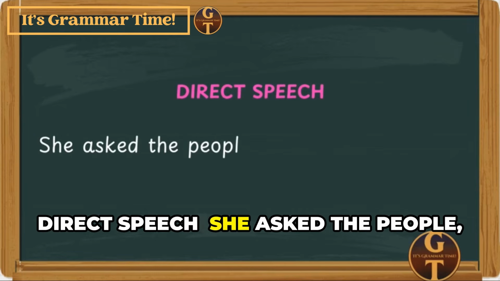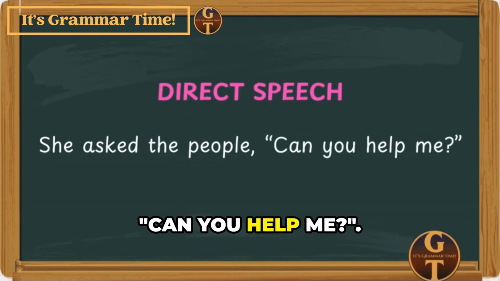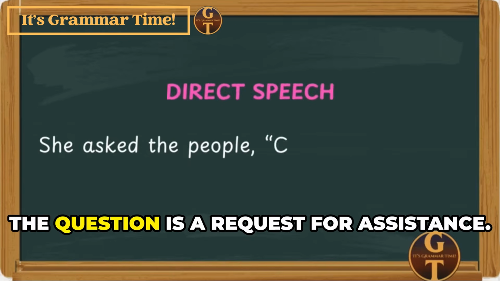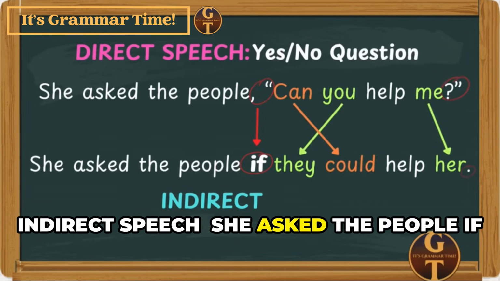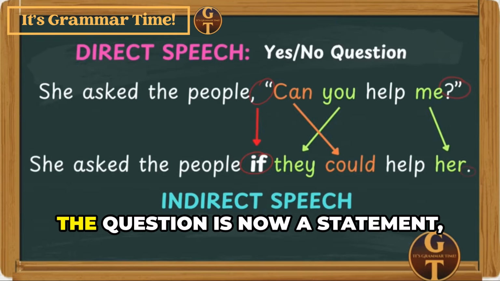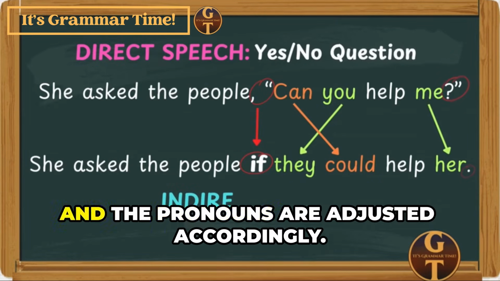Direct speech. She asked the people, "Can you help me?" Here, the question is a request for assistance. Indirect speech. She asked the people if they could help her. The question is now a statement, and the pronouns are adjusted accordingly.